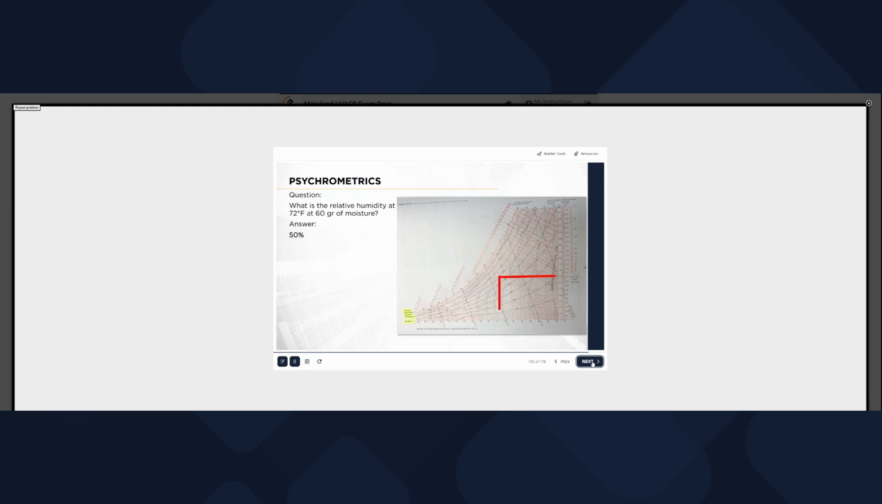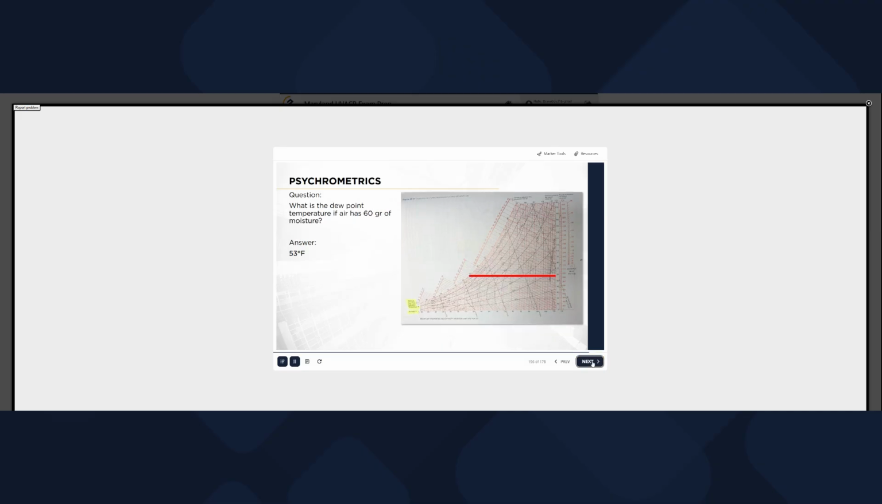What is the relative humidity at 72 degrees Fahrenheit at 60 GR of moisture? Answer: 50%. What is the dew point temperature if air has 60 GR of moisture? Answer: 53 degrees Fahrenheit. What is the wet bulb temperature at 70 degrees Fahrenheit at 60 GR of moisture?